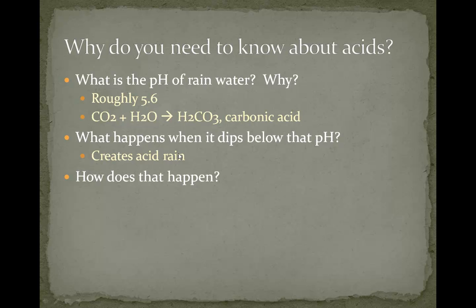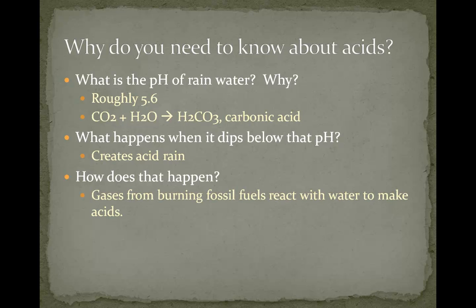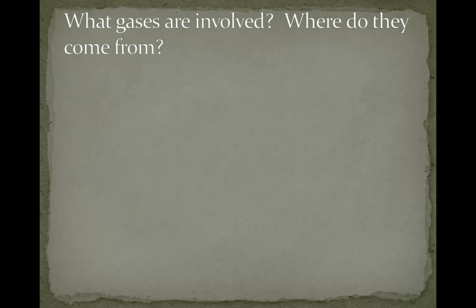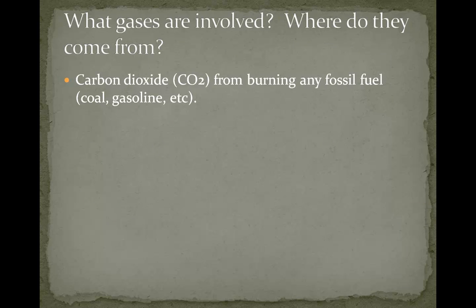How does that happen? How does it dip below that pH? There are a lot of reasons, but the one we're going to focus on in Science 100 is gases from burning fossil fuels react with water to make acids. What gases are involved and where do they come from? Carbon dioxide, CO2, comes from burning any fossil fuel. Coal, gasoline, natural gas, oil, any fossil fuel you burn will produce carbon dioxide. That's just a fact of life.